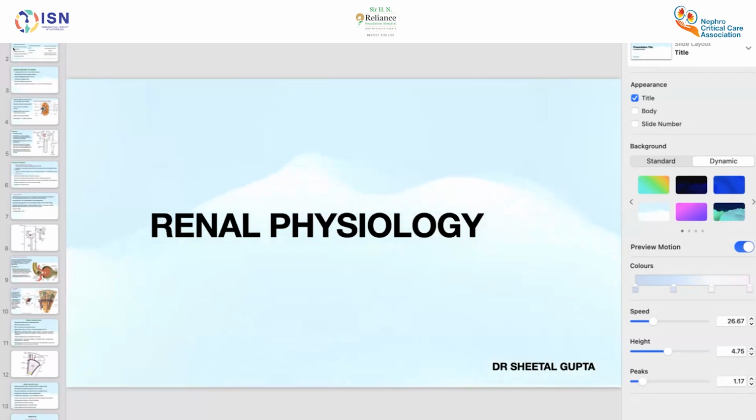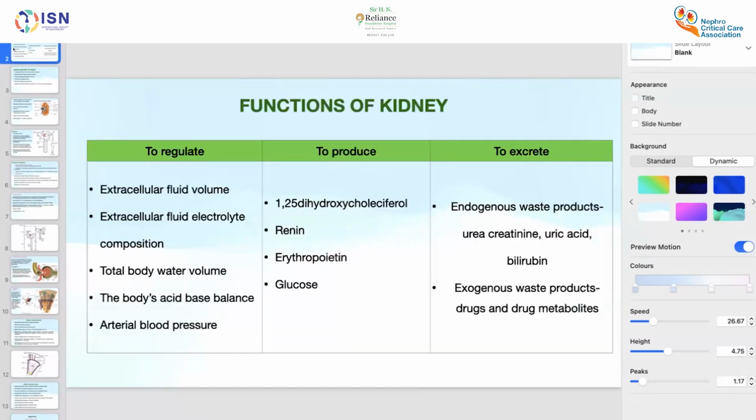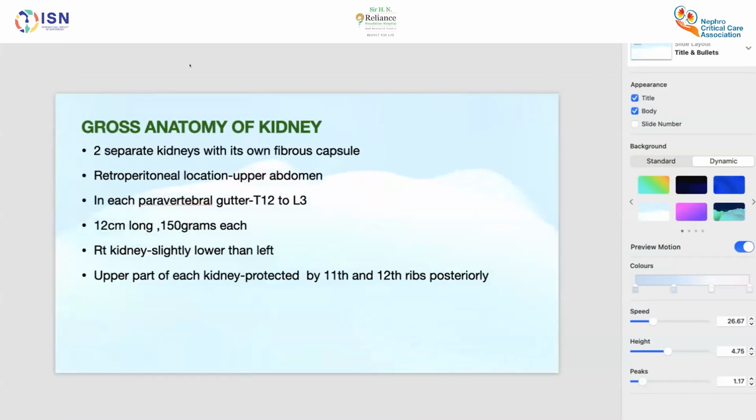I will be talking today about renal physiology. The functions of the kidneys are to regulate extracellular fluid volume, extracellular fluid electrolyte composition, total body water volume, the body's acid-base balance, and arterial blood pressure, as well as to produce 1,25-dihydroxycholecalciferol, that is the active form of vitamin D, renin, erythropoietin, and glucose, and to excrete endogenous waste products, urea, creatinine, uric acid, bilirubin, and exogenous waste products like drugs and drug metabolites. Okay, so gross anatomy of the kidney.